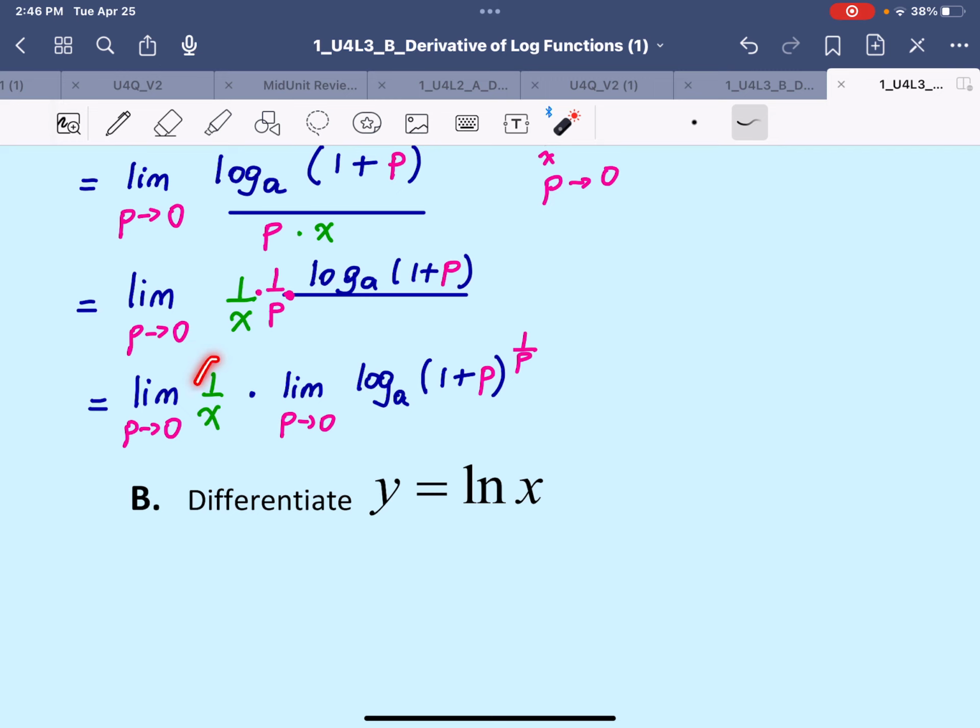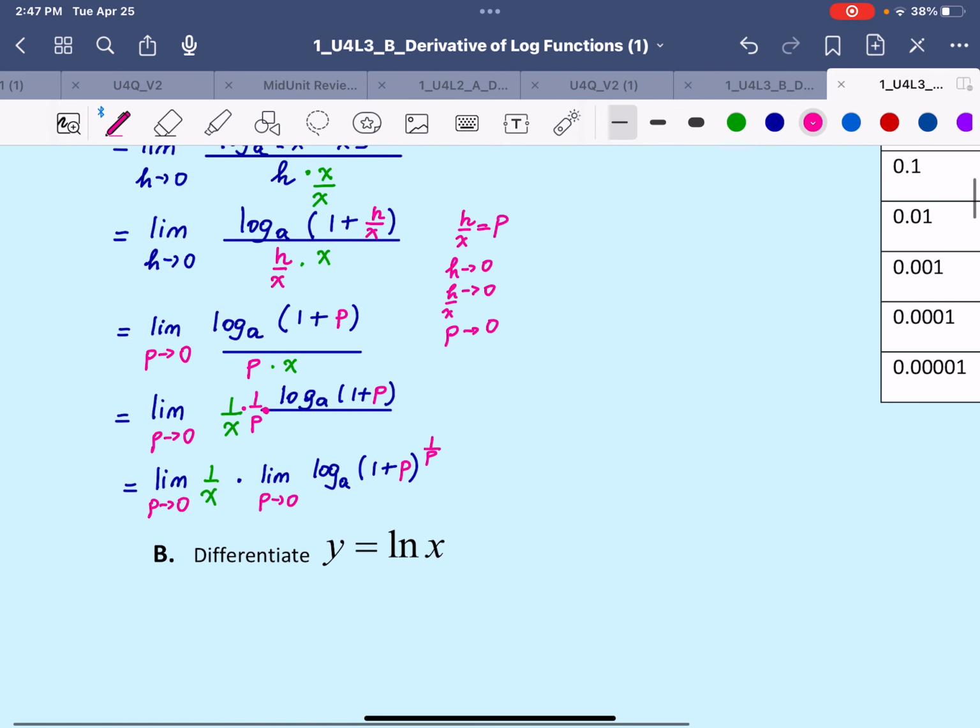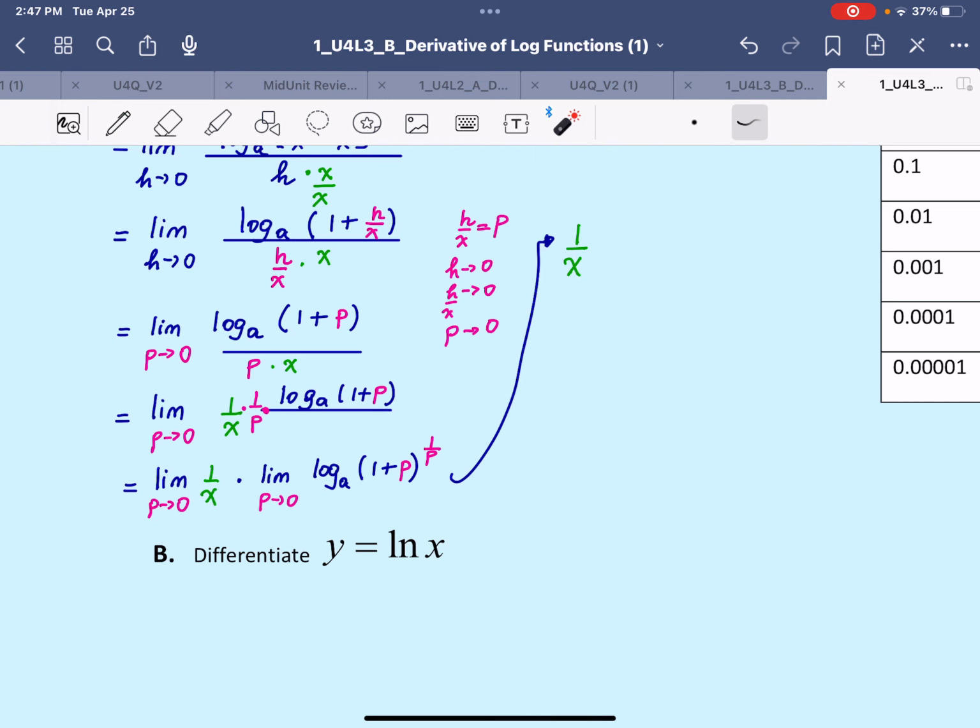So as you can see, 1 over x doesn't depend on p at all, because p depends on h, basically, because h over x approaches 0, p approaches 0. So therefore, we're going to say that 1 over x can come outside as sort of a constant. So we'll say that we have 1 over x. That would be the value of this limit. And then we have the limit as p approaches 0 of logarithm with base a of 1 plus p to the power of 1 over p.